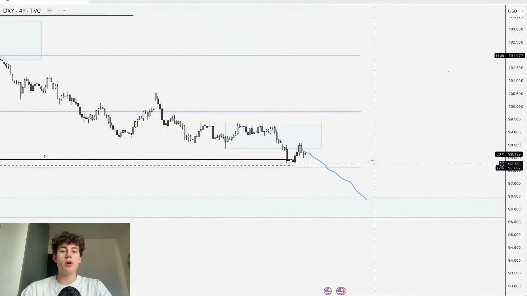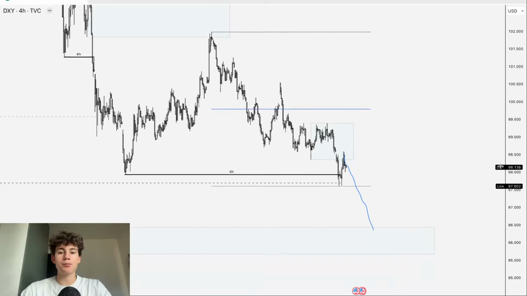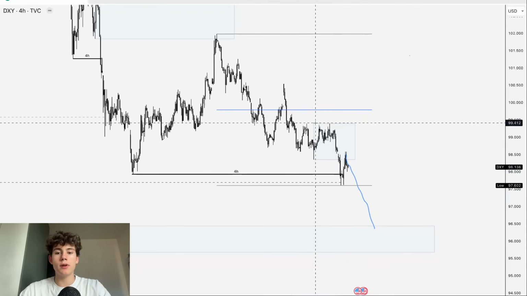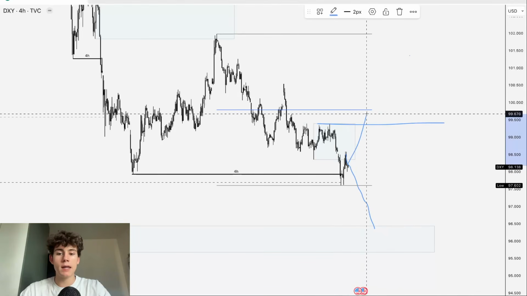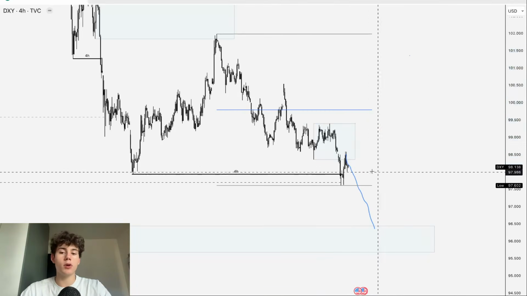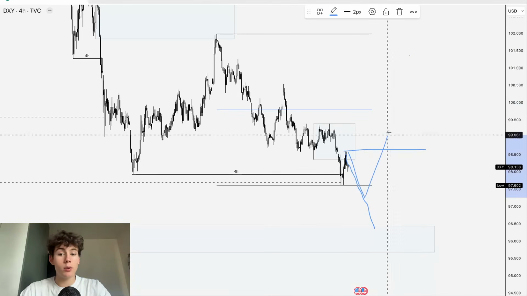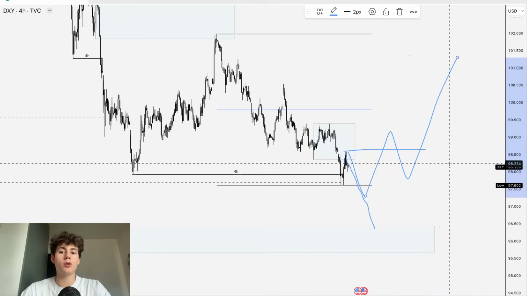So on the 4 hour it's going to be exactly the same. I'm still looking at downside on the dollar until we flip the order flow, which is going to be this high. Then we could start to look for longs. If we now break the low, then this will become your order flow high. Then we want to break that, and then we can look for those longs.